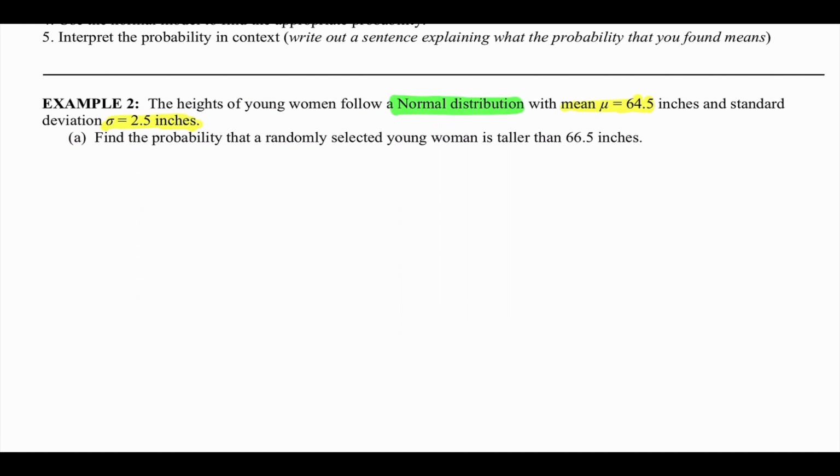That's what that means. Population is normally distributed. If I were to find the average of all young women, the average would be 64.5, and the standard deviation would be 2.5 inches. Those come from the population, because it says it and because of the symbols they use. They don't use X bar. So find the probability that a randomly selected woman is taller than 66.5.